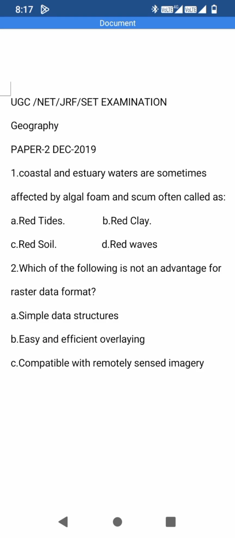Today I am going to solve the UGC NET JRF and SET examination paper of Geography. This is paper 2 of December 2019.